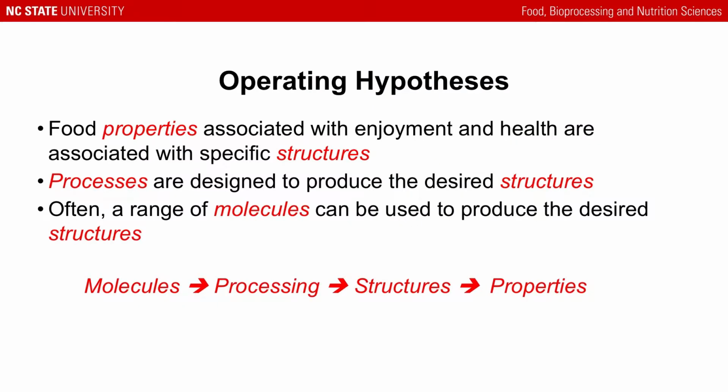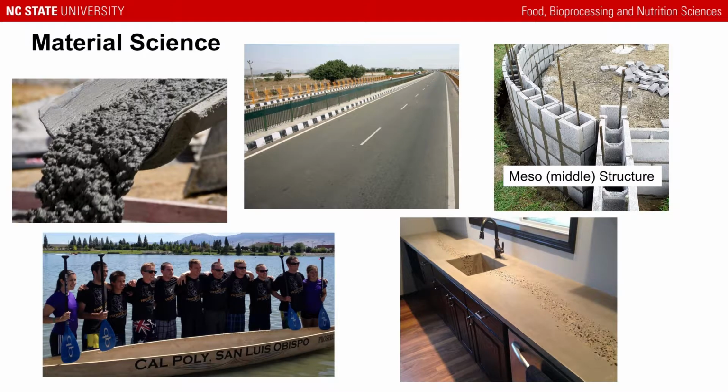Okay. So what are our operating hypotheses? Are that properties are associated with specific structures, processes produce those structures, and often a range of molecules can produce those structures. So that gives them the flexibility of making a dairy-like product from a plant-based material, for example. Okay. So it's molecules, processing, structures, properties.